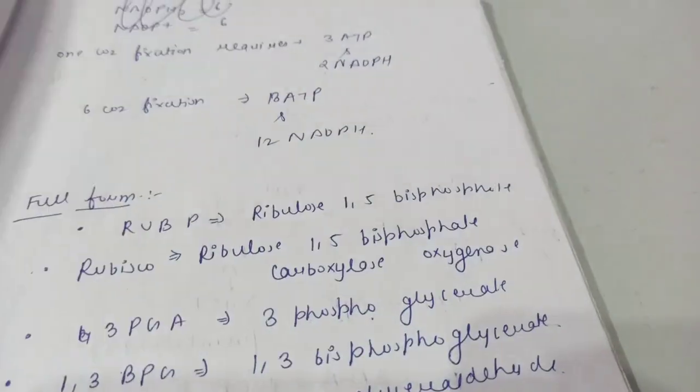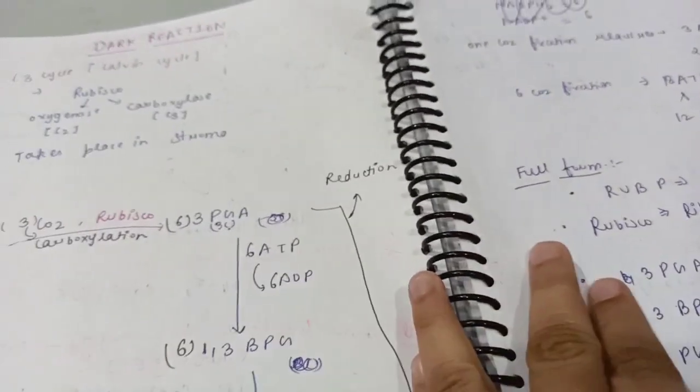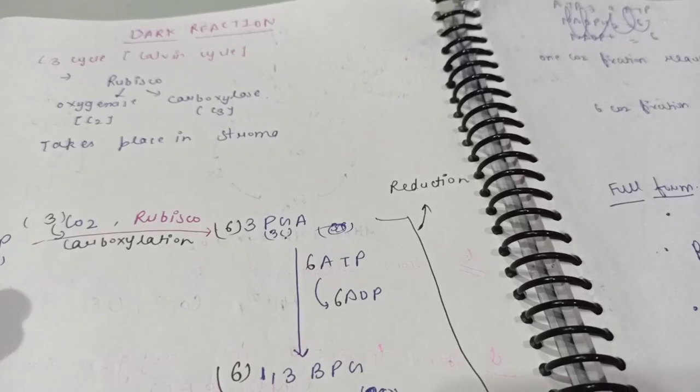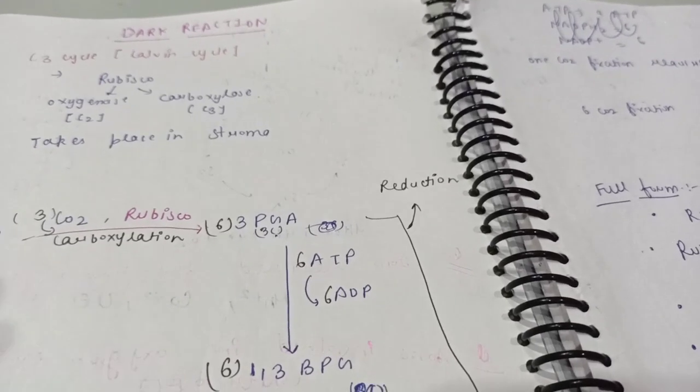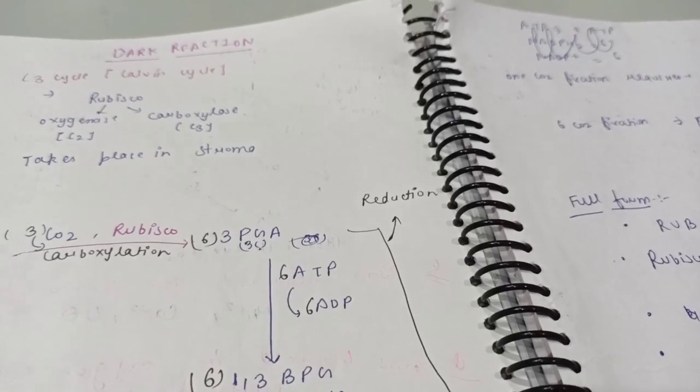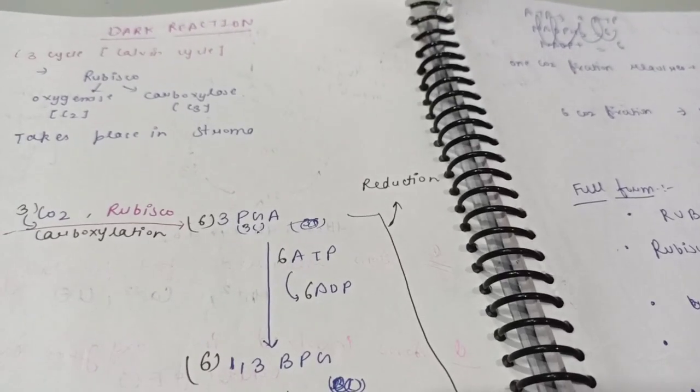Okay, so the light reaction is completed here. We will discuss the dark reaction in the next chapter. Okay, so till now we have completed the basics of photosynthesis. Other than the chloroplast structure, we have discussed everything, the basics, the light reaction.